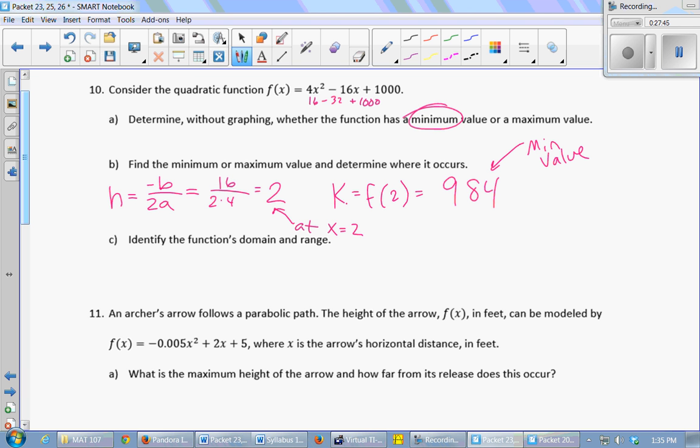What's the domain of any quadratic function? Negative infinity to infinity, because there are no restrictions on a quadratic. You can square any old thing. What's the range of this function? What is its smallest y value? 984. 2 is an x value. 984 is the minimum y value. So that's the first value in the range, and then it goes up to infinity because it opens up.